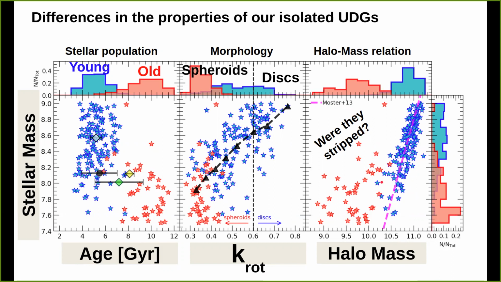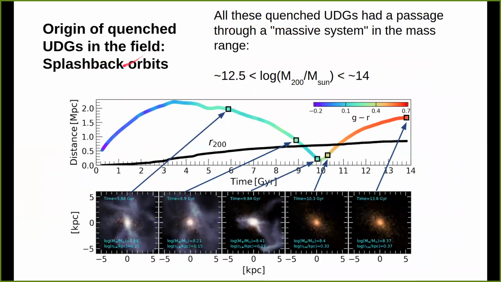And another question is where this population of red UDGs is distributed. Looking for the formation histories of quenched UDGs, we realized that they were all splashback objects, meaning that although they are today centrals in the field, in the past they had been satellites of a more massive halo.